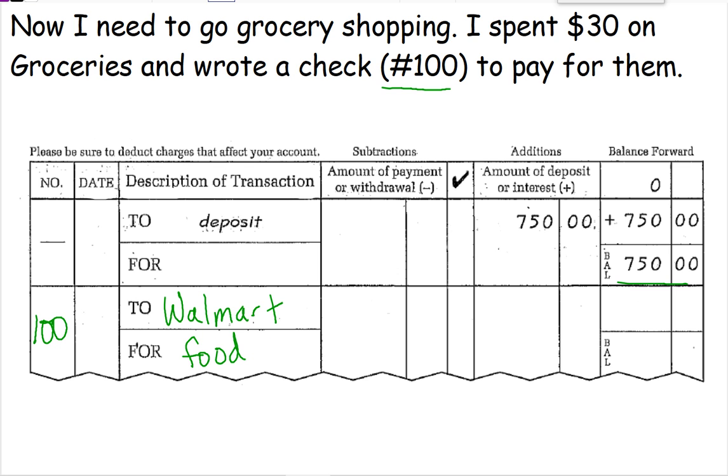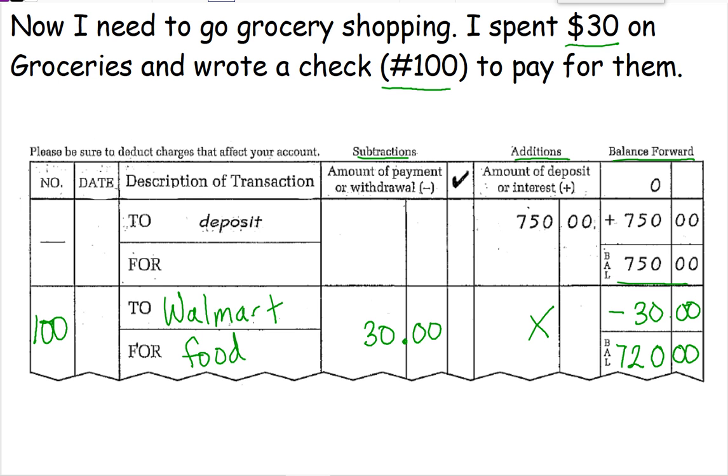Okay. So I spent $30. So I would write $30 in the amount of payment or subtraction column. Now I didn't get any money, so I didn't get anything for the additions column. So in my balance forward, I would subtract $30. And then I would subtract these amounts to find my balance. So I still have no pennies or dimes. 0 minus 0 is 0. 5 minus 3 is 2. And 7 minus nothing is 7. So I have a total of $750 in my account.